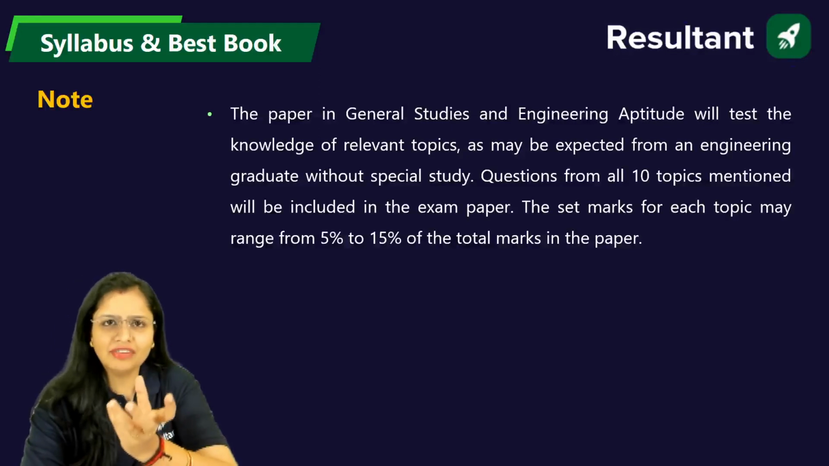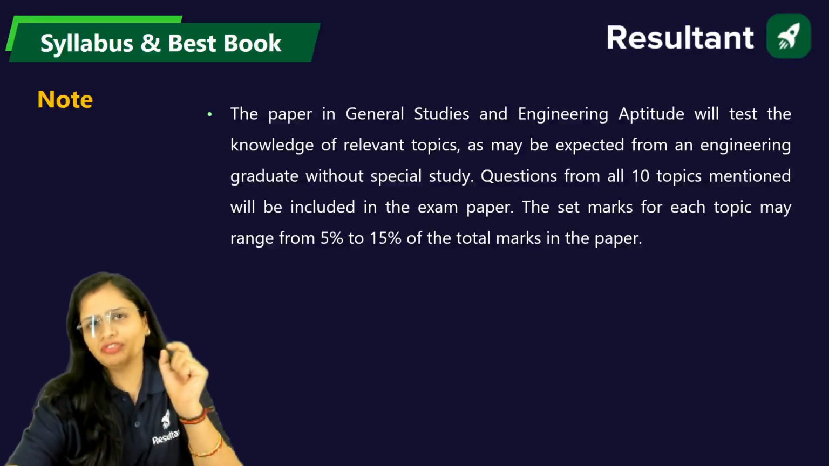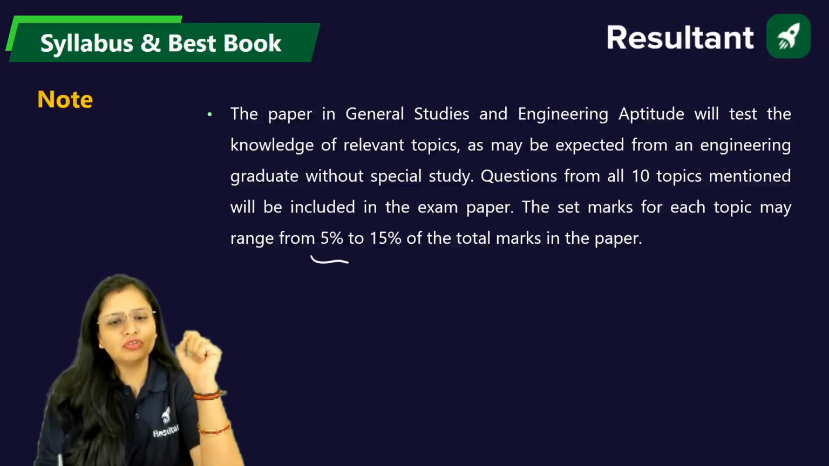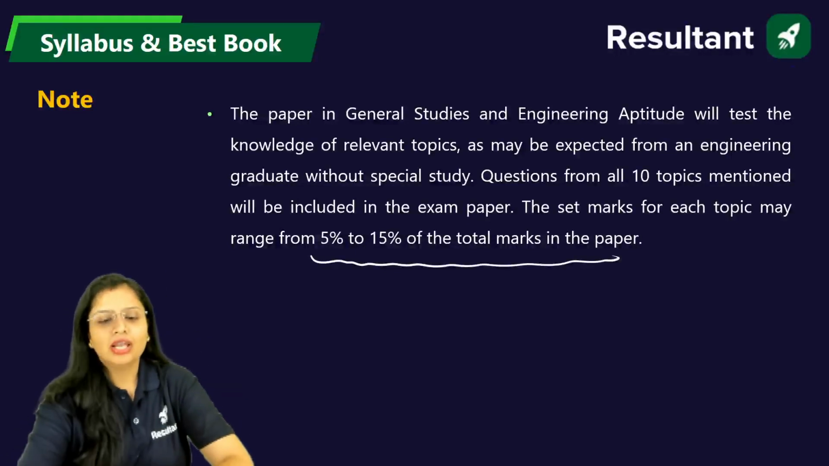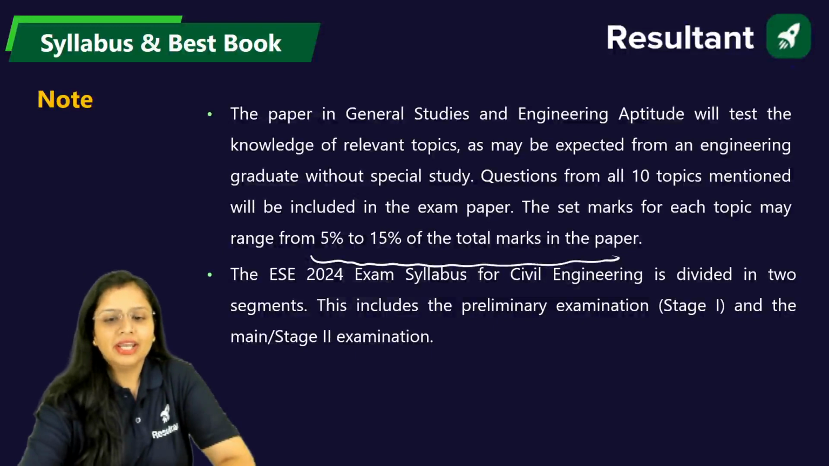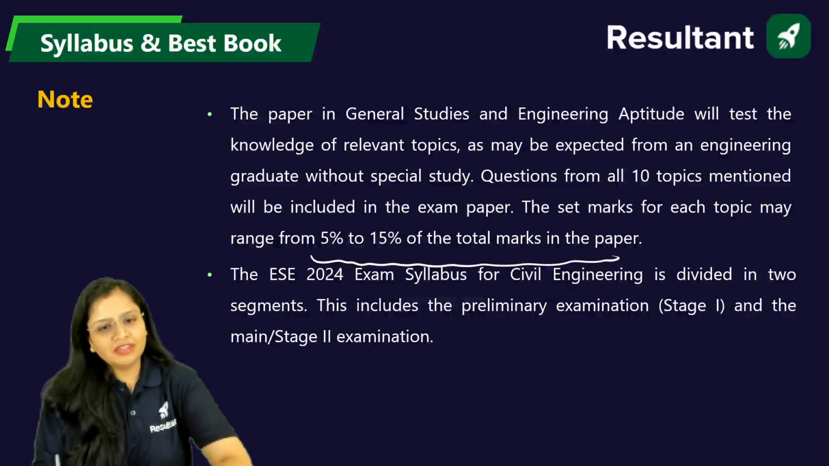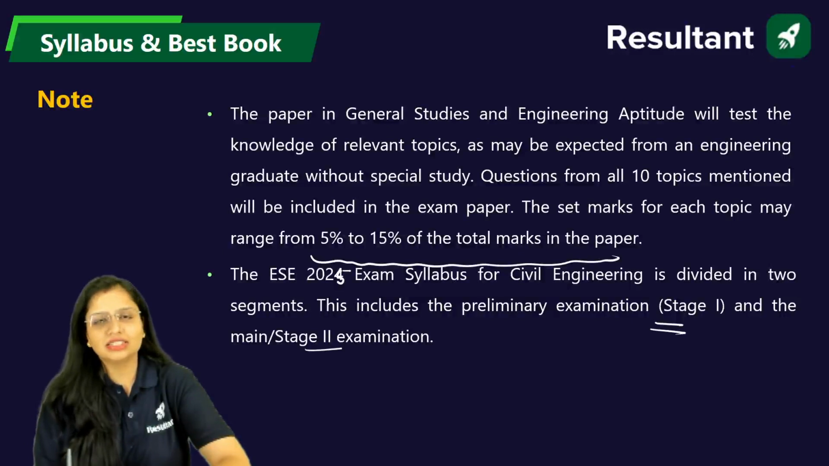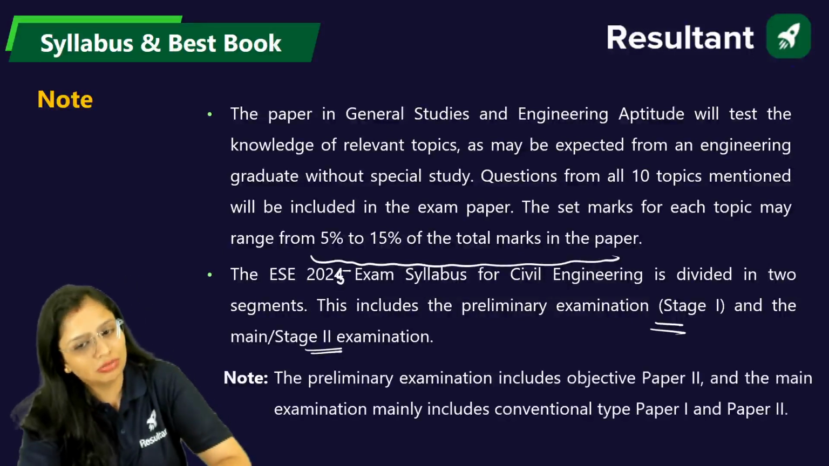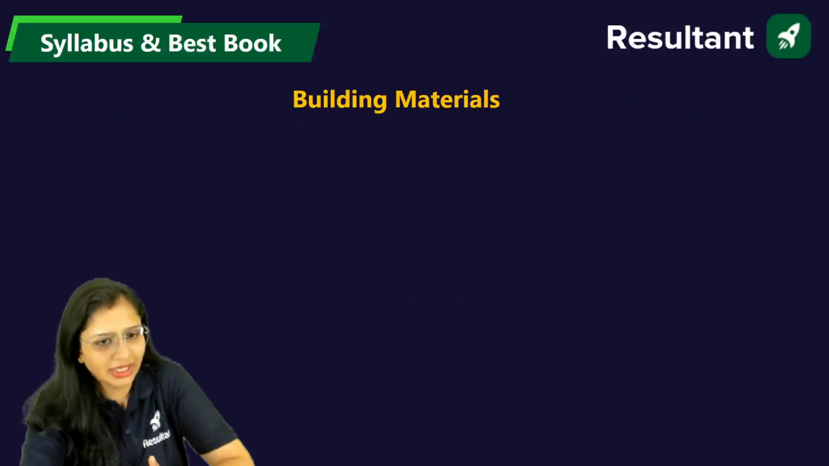And generally if you talk about the weightage, the weightage of individual topics will be 5 to 15% of the total marks of the paper. Okay, now talking about next: 2024, and even now for 2025, it is divided, as I already told you, into stage 1 and stage 2. Stage 2 is not at all objective, it will be purely conventional in nature.